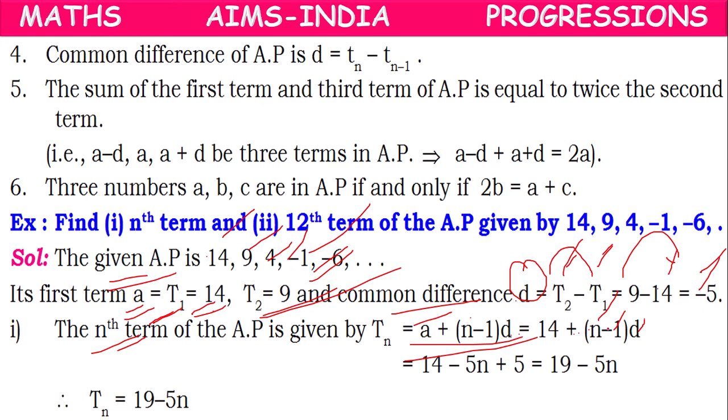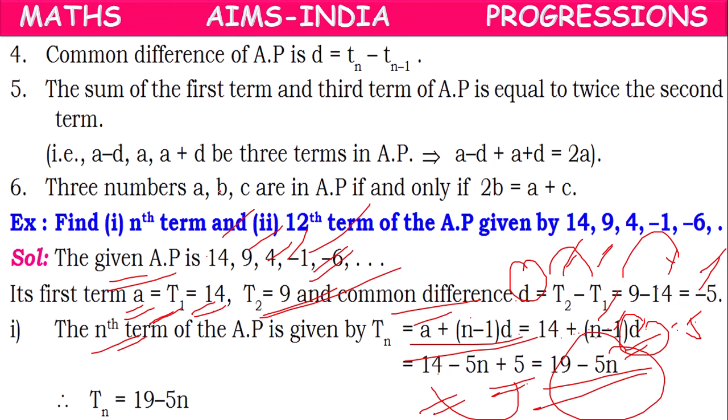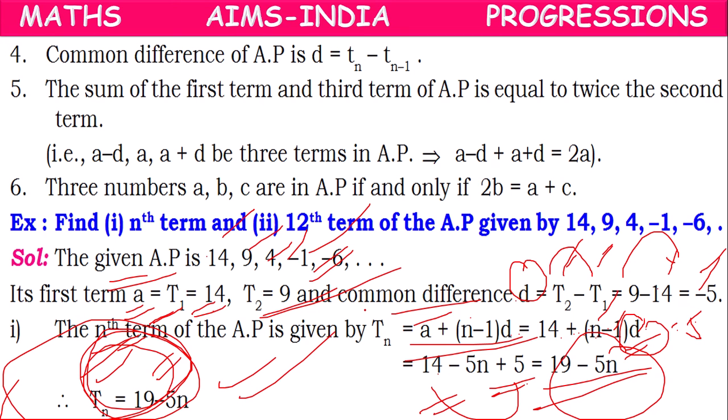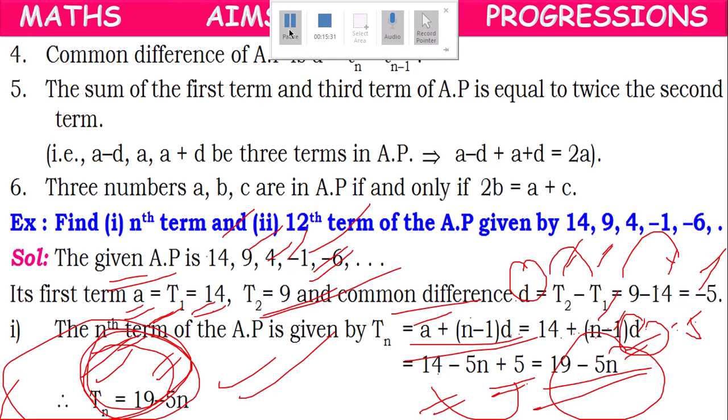The d value is minus 5. So 14 plus n minus 1 into minus 5. We write 14 as it is. Minus 5 into n is minus 5n, minus 5 into minus 1 is plus 5. 14 plus 5 is 19, so 19 minus 5n. So Tn equals 19 minus 5n. This is the formula for the nth term.